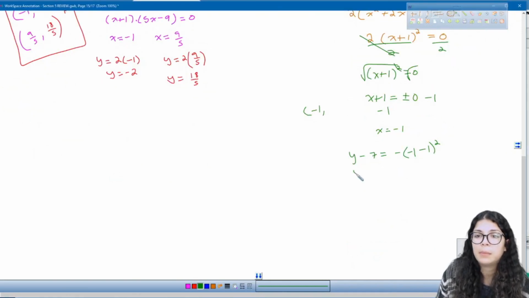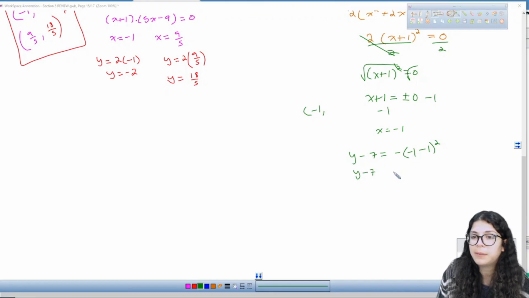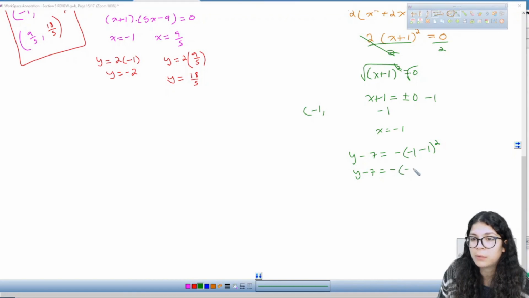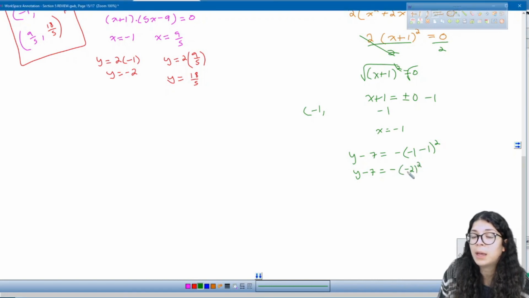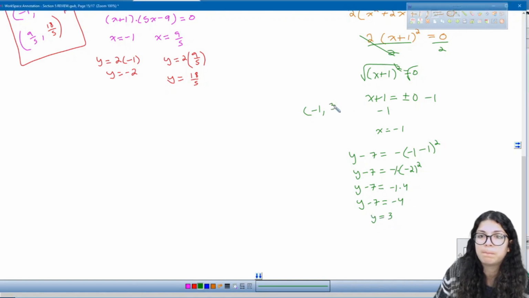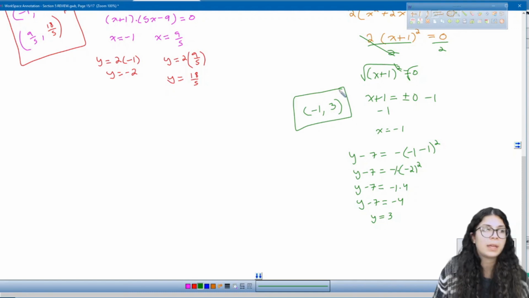So simplifying inside the parentheses first, -1 minus 1 is -2. And then exponents, right, before multiplication, before multiplying the -1. So -2 squared is 4. -1 times 4 is -4. So we have y minus 7 equals -4. And then adding 7 to both sides, we get y equals 3. So that is our one intersection point.